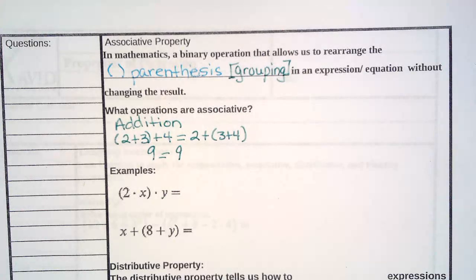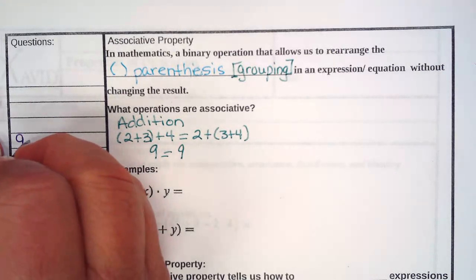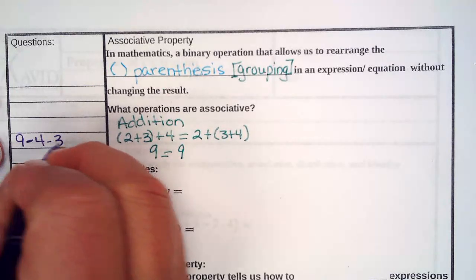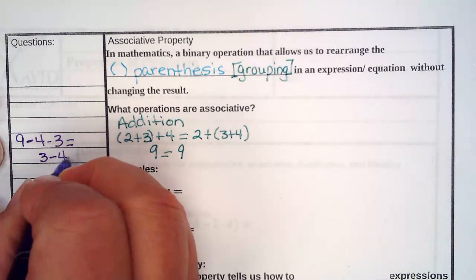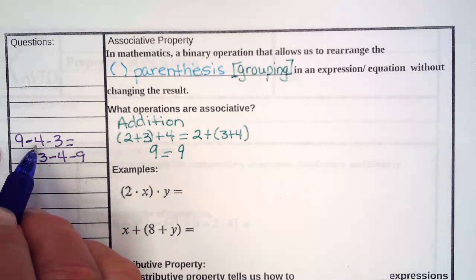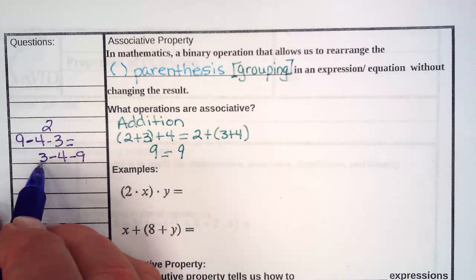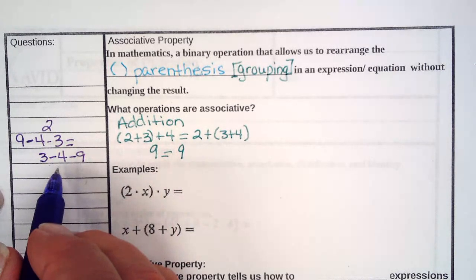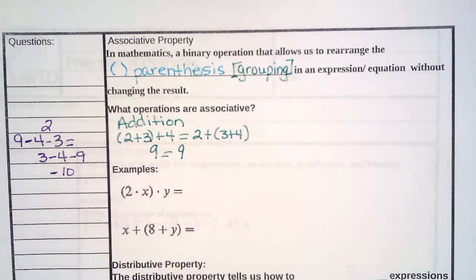What about subtraction? Is subtraction associative? Well, let's take a minute and look. Let's take 9 minus 4 minus 3. Is that equal to 3 minus 4 minus 9? 9 minus 4 is 5. 5 minus 3 is 2. 3 minus 4 is negative 1. Negative 1 minus 9 is negative 10. So subtraction would not be.